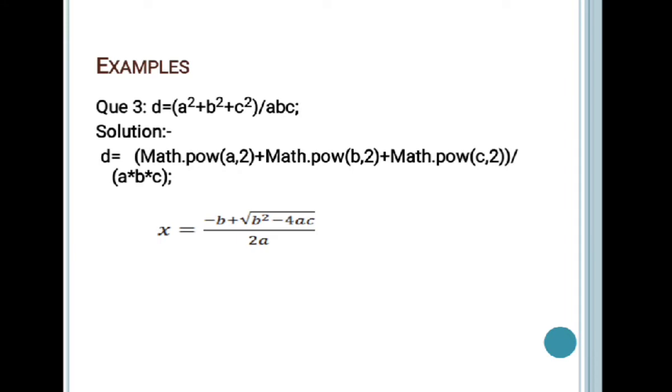Okay, so I have used Math.pow. So Math.pow(a, 2) plus Math.pow(b, 2) plus Math.pow(c, 2). This is the very basic thing, that is how you are going to write a Java expression in Java programs. And slash, which is divided by, and for abc, apply brackets: a into b into c.